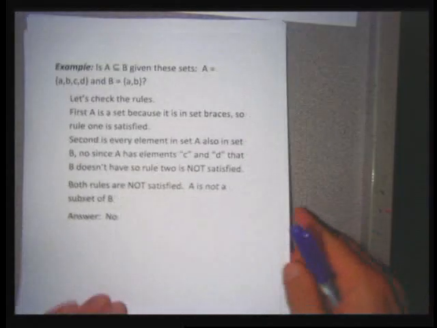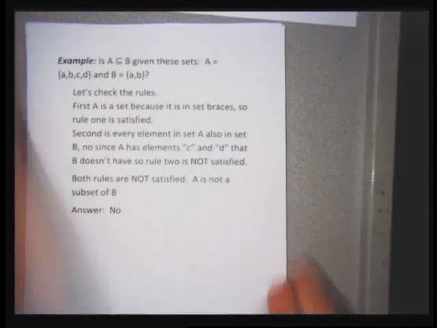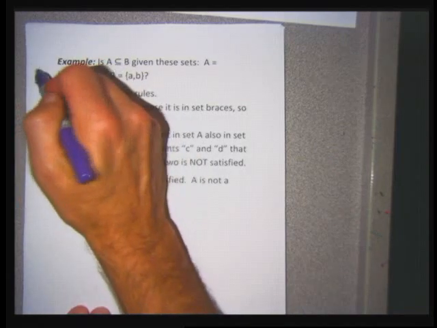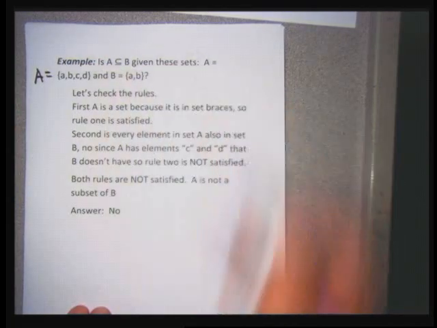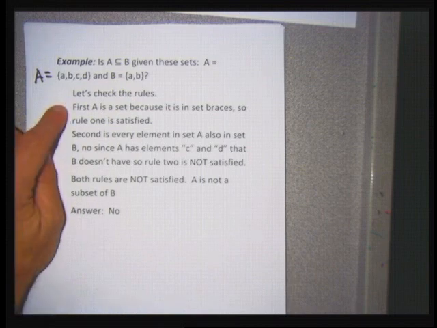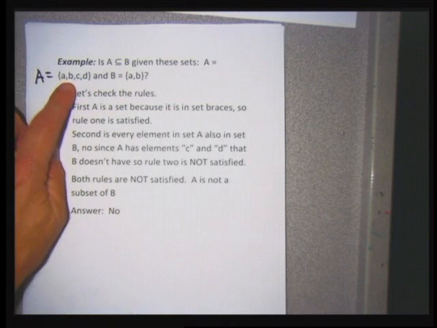And I have a few examples here before we jump into the homework. The first example: is A a subset of B, where A equals the set {a, b, c, d}, and B equals the set {a, b}? Well, two rules have to be true for A to be a subset of B. A has to be a set. A is written in set braces, so it's a set.